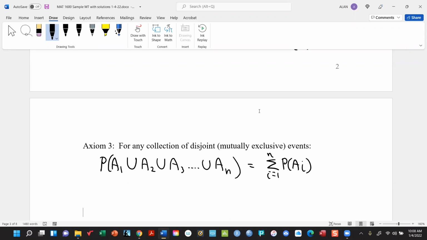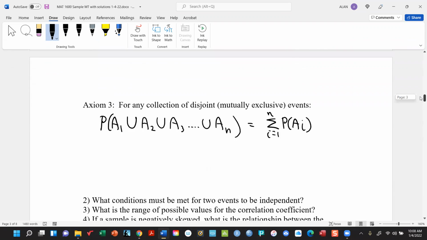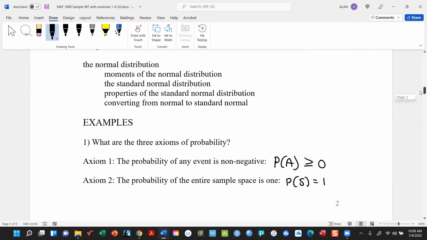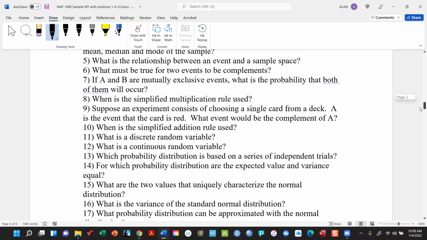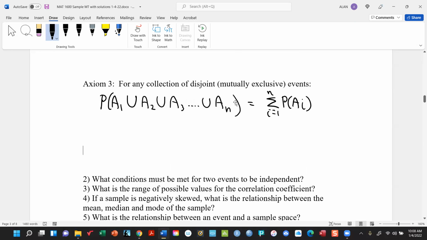All right. And by the way, in the test, it might only ask you for one or two of these axioms. It may not necessarily ask for all three. So then you just pick the one you want. It doesn't really matter.